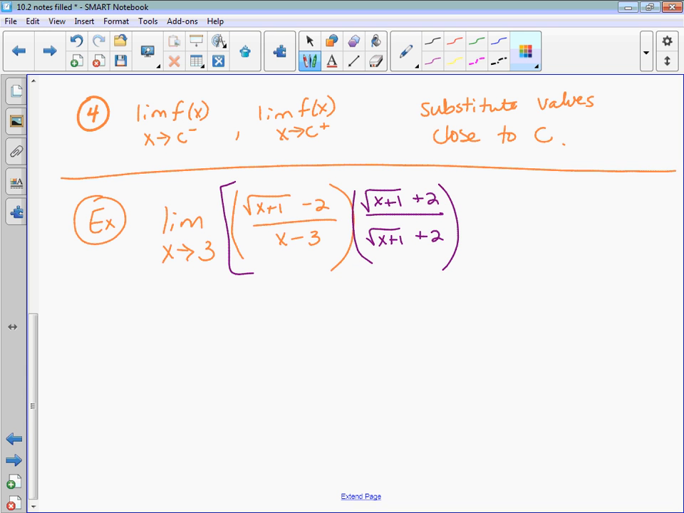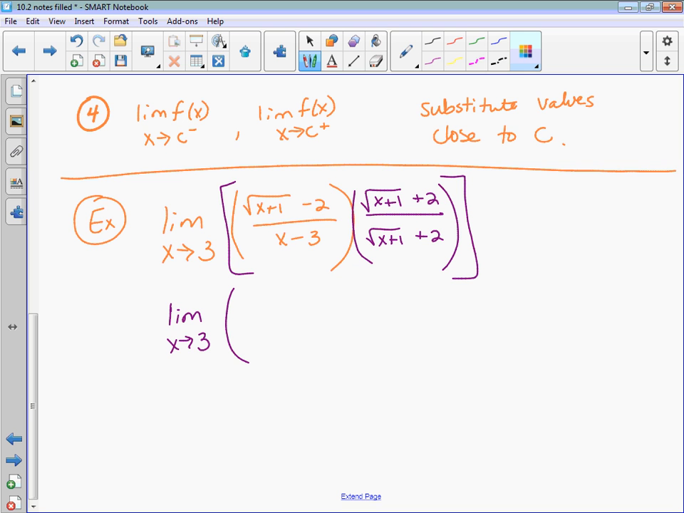Make this the limit of all of them. I haven't changed the value, right? That's just a well-chosen one. Okay, don't go crazy with your multiplying yet. Limit as x approaches 3.